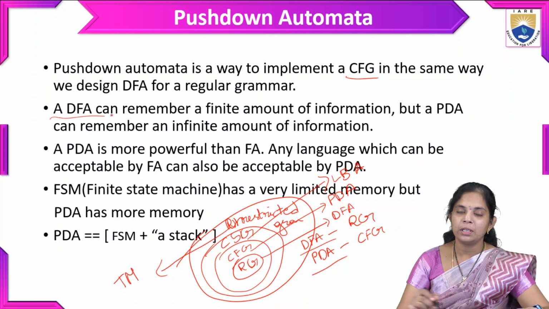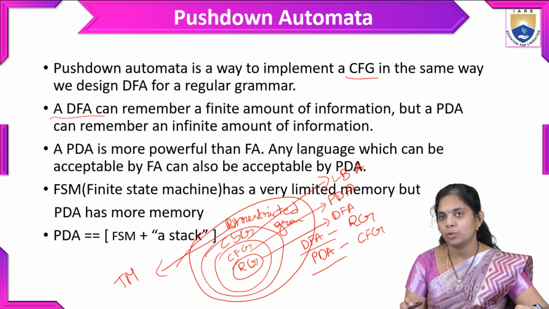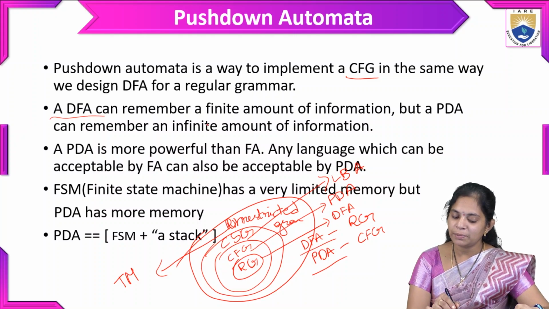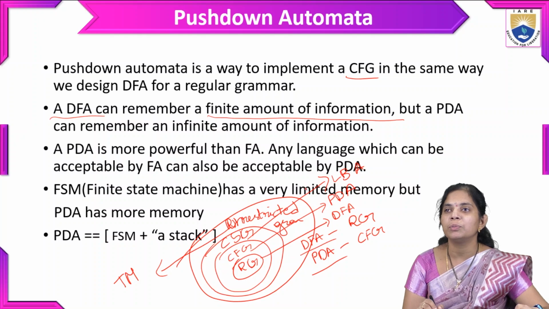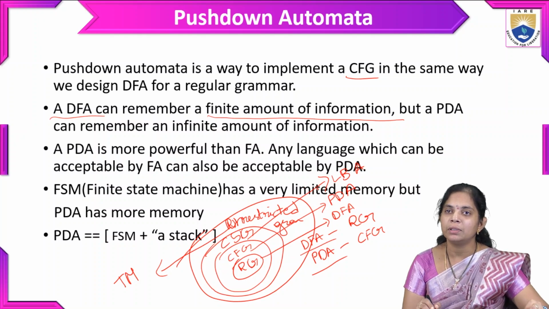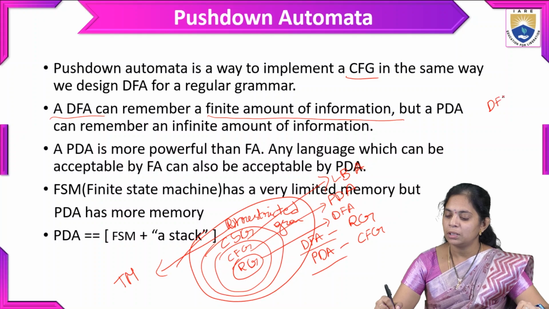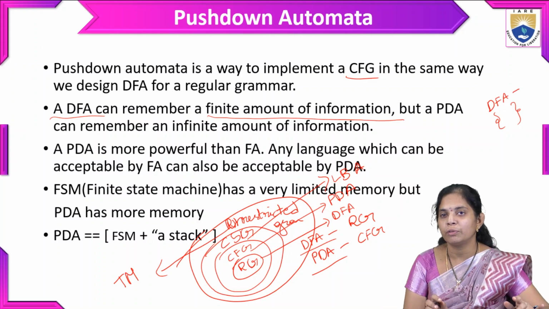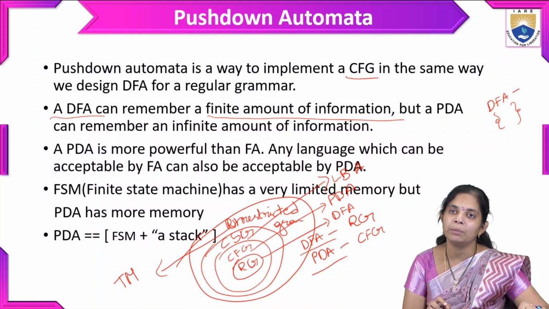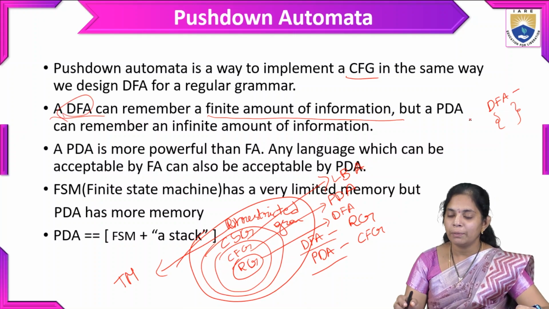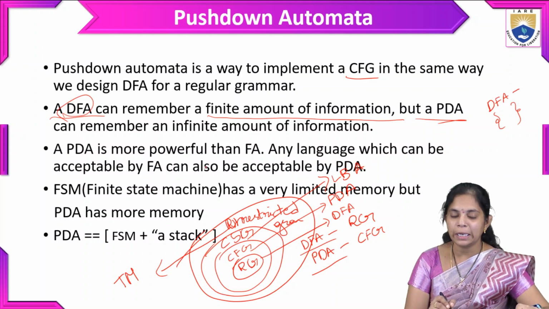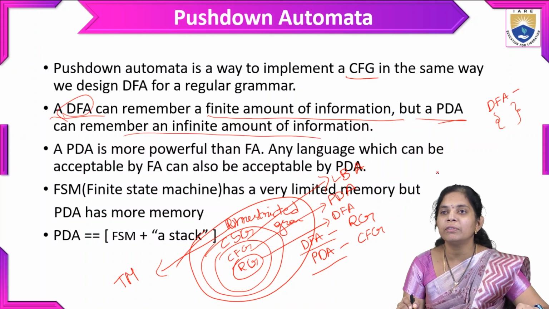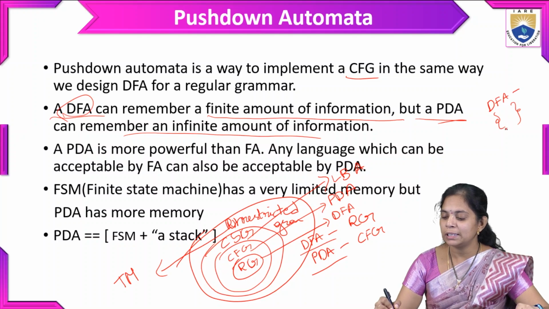And here coming to the DFA, deterministic finite automata, which is having one limitation. So what is that limitation? In the sense, a finite amount of information. So DFA can remember only a little, finite amount of memory. Coming to the PDA, it can remember an infinite amount of information. So here this is a limited one.